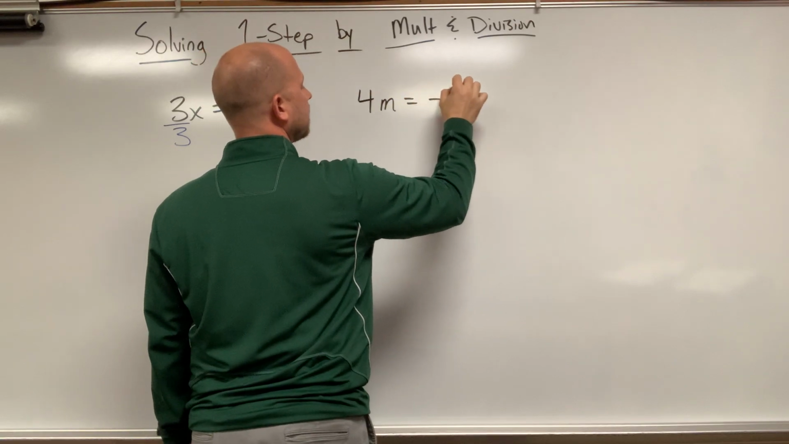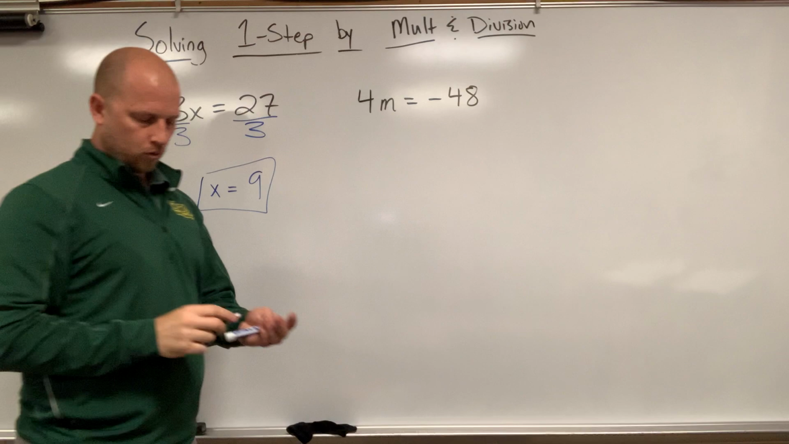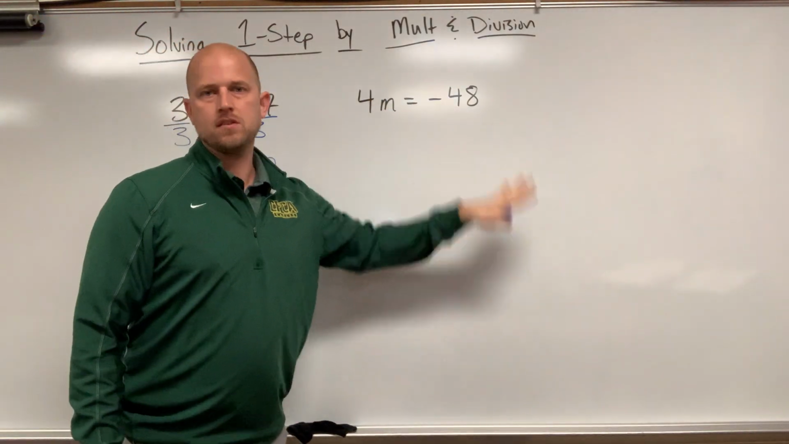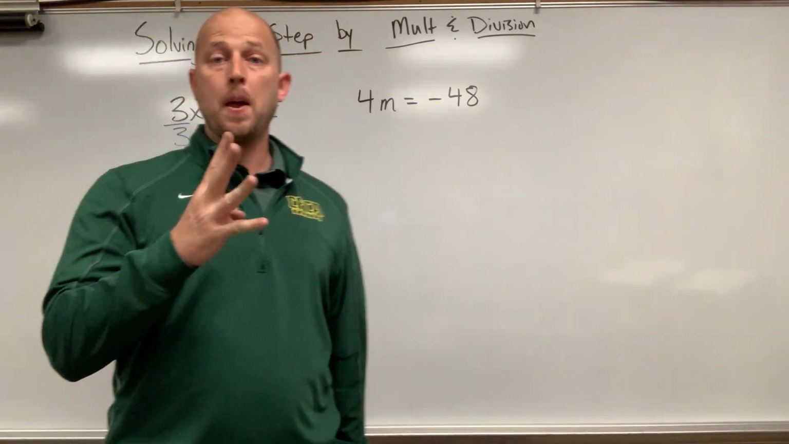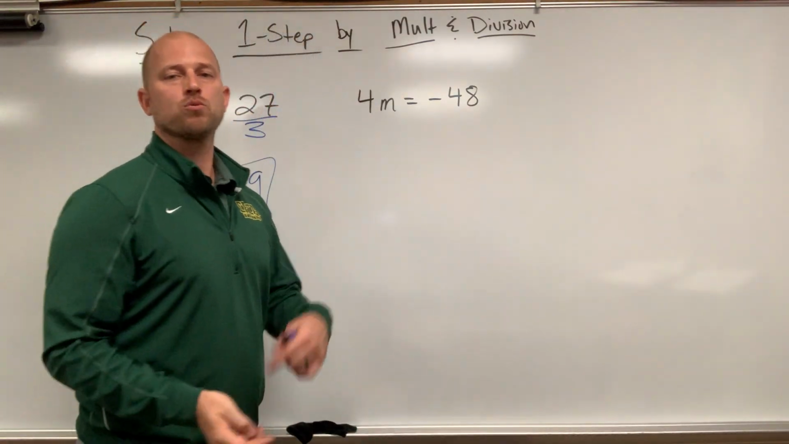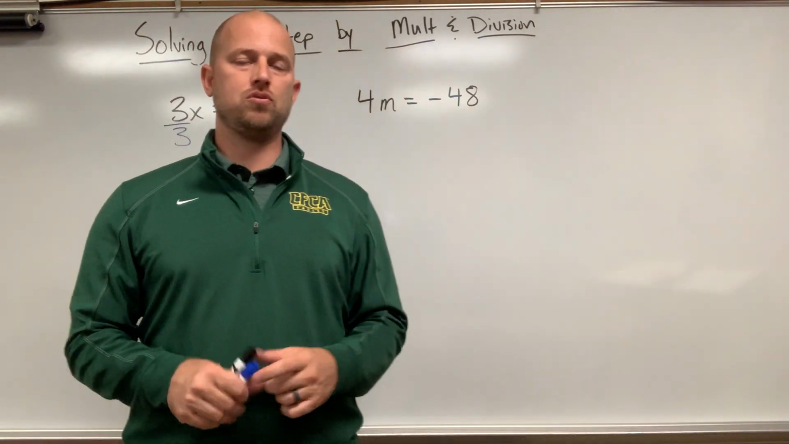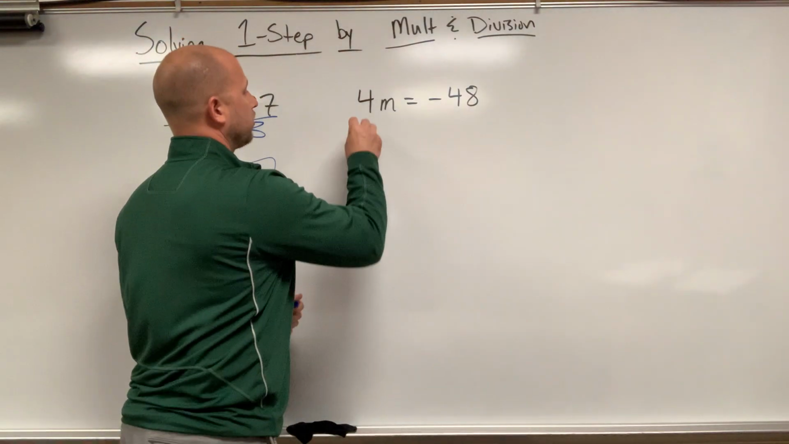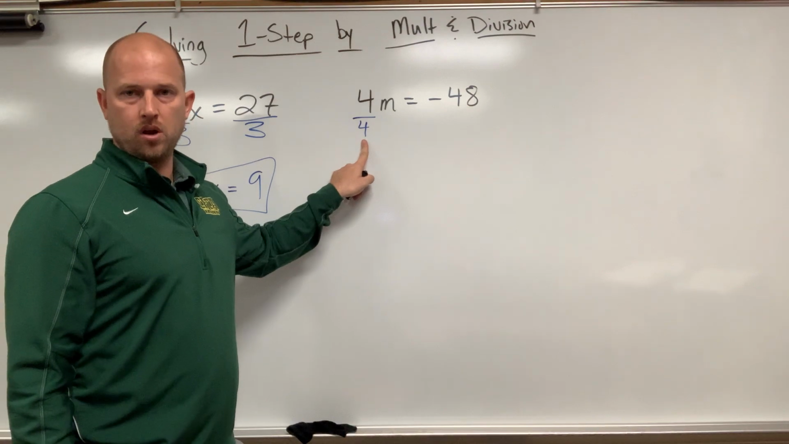Okay, let's go with 4m equals negative 48. 4m equals negative 48, okay? Ignore the whole negative and stuff right now. Let's just look at what's going on here. We're multiplying 4 by m. So we need to get rid of that 4. We're multiplying, so do the opposite. Do the inverse operation of multiply, which would be divide. So you're going to divide by 4. That gives you 1m. That's what we want.